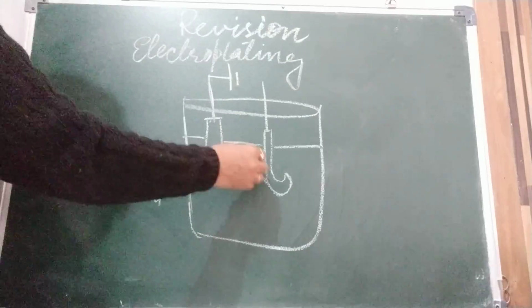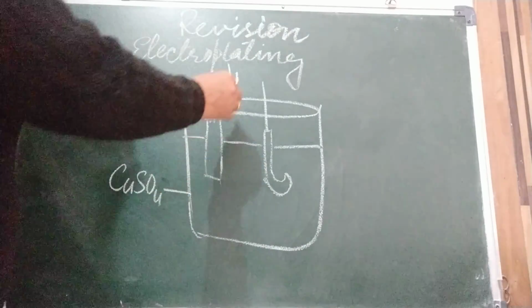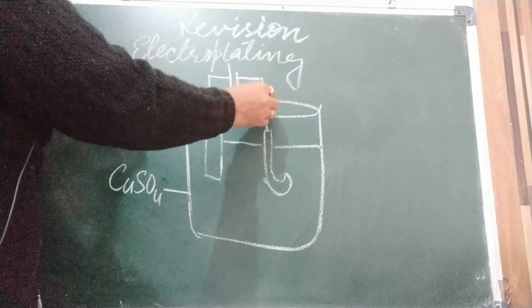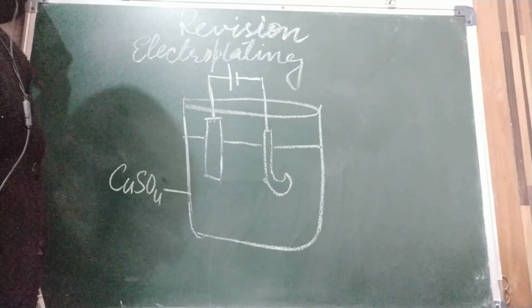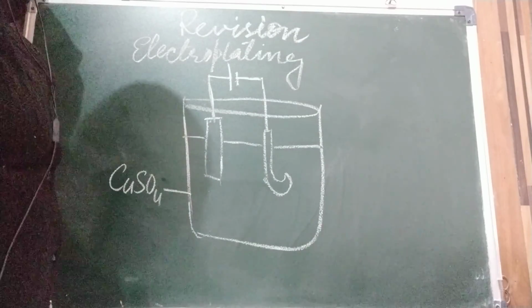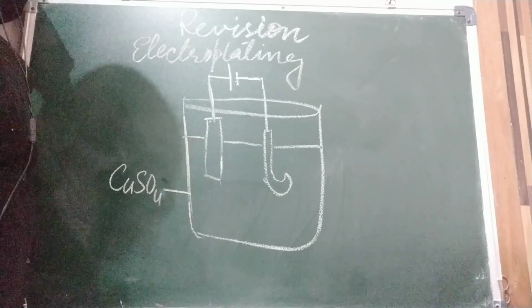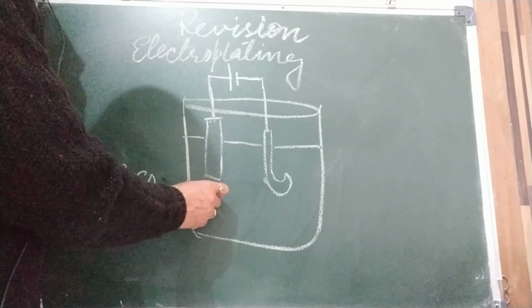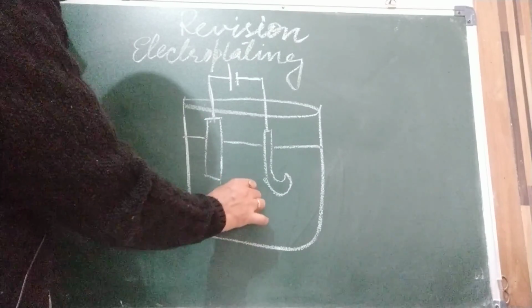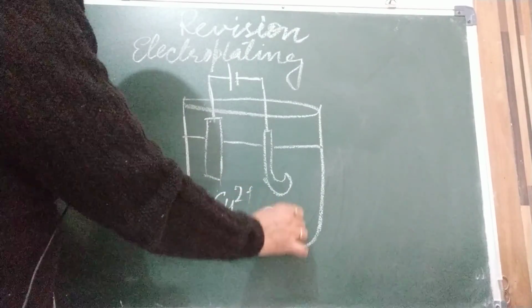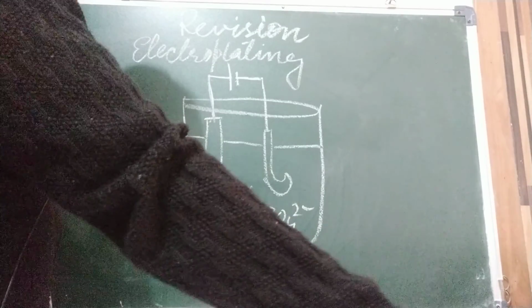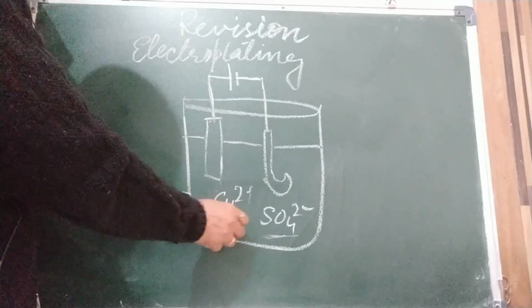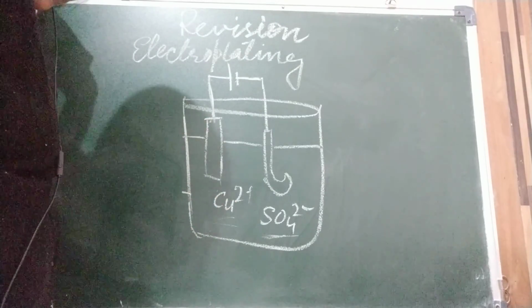And the thing which we need to electroplate, we join with the negative terminal. So this has become the cathode. Here, children, we will see what reaction takes place. When copper sulfate is dissolved in water, it forms positively charged copper ions and negatively charged sulfate ions. There is no role of sulfate in electroplating, it is only there for the formation of the solution.